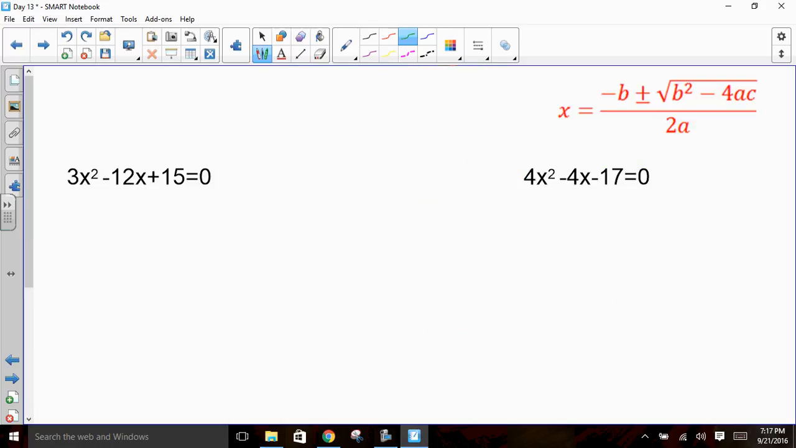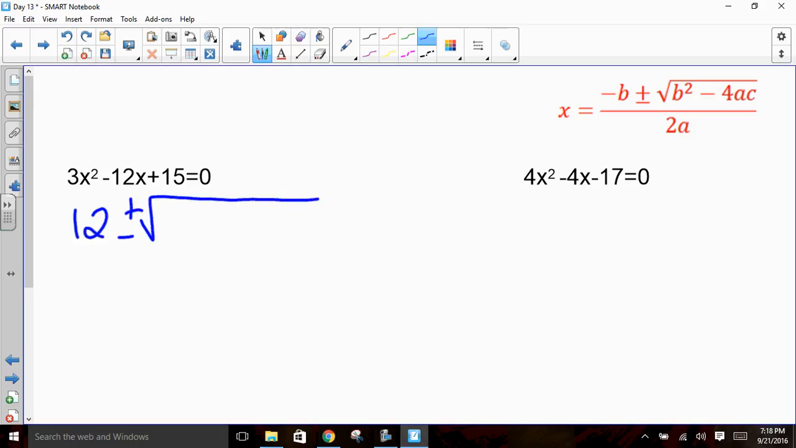All right, let's use our formula again. So we have the opposite of b, so in this case it's negative, so a negative negative turns positive, so I have 12. Man, I'm having problems with my computer today. So I have positive 12 plus or minus the square root of 12 squared.